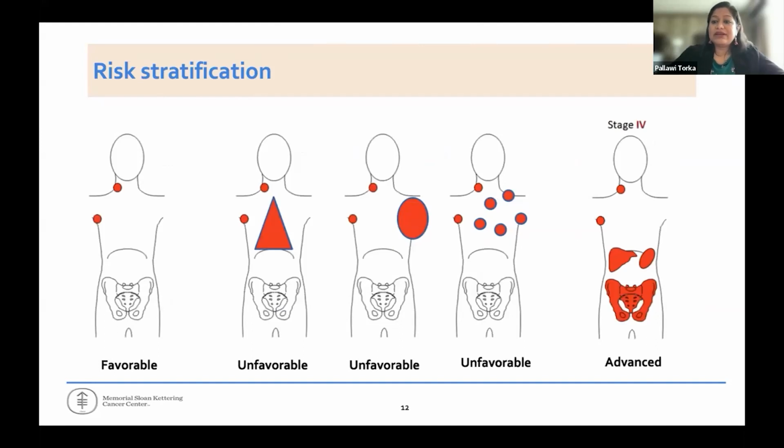And this is just a pictorial diagram because it's kind of difficult to grasp it otherwise. So as you see, the first cartoon is favorable disease, which has just less than 2 sites of disease, and when the lymph nodes are small. If you have a huge mediastinal mass, then it is stage 2 bulky, unfavorable disease. Same thing if you have a huge lymph node more than 7 centimeter, it is unfavorable disease. If you have more than 3 lymph nodes, it is unfavorable disease, and of course, stage 3 and 4 disease comes into the advanced disease paradigm.